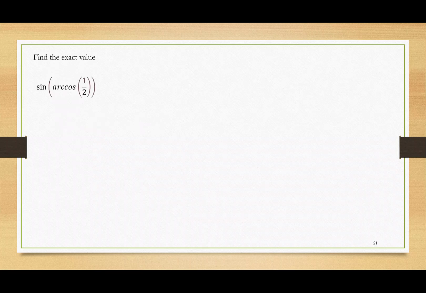The next one says find the sine of the arccosine of 1/2. Again, we're going to start inside with the arccosine of 1/2. Arccosine of 1/2 is pi over 3. Then when I find the sine of pi over 3, I get the square root of 3 over 2. Notice that my answers are exact. I am leaving my radicals and I am not changing to decimals.